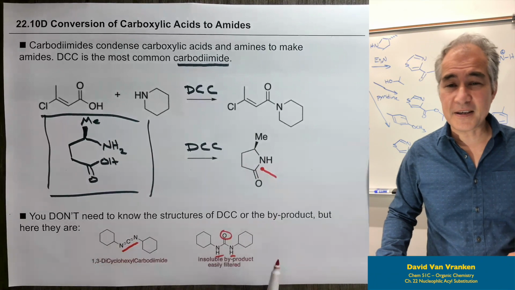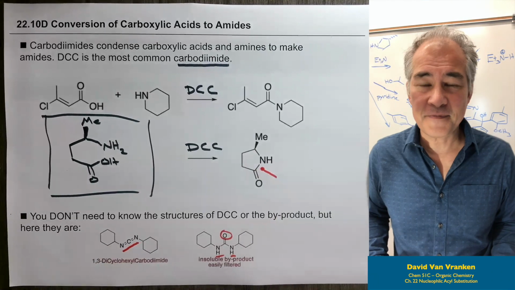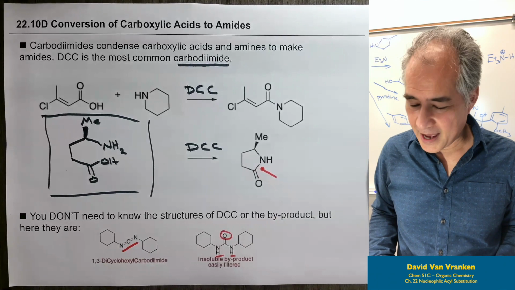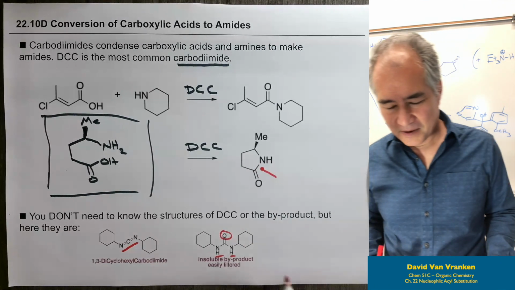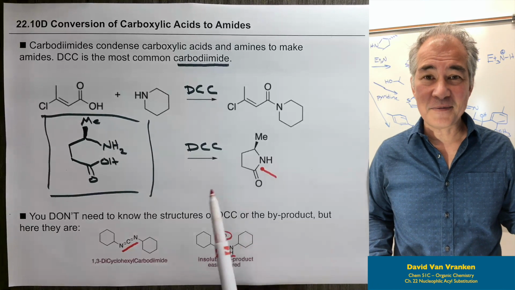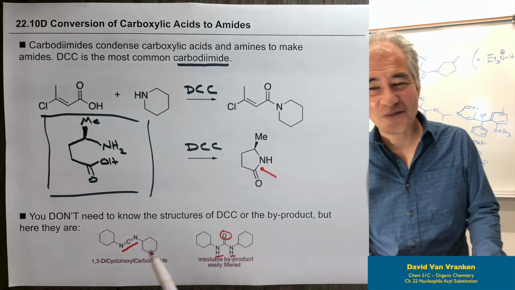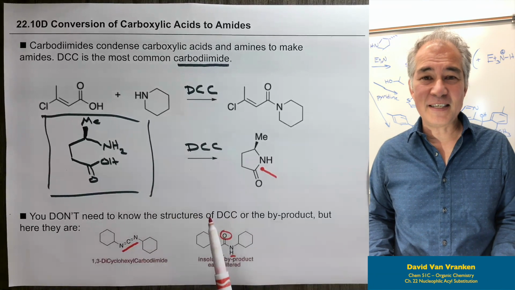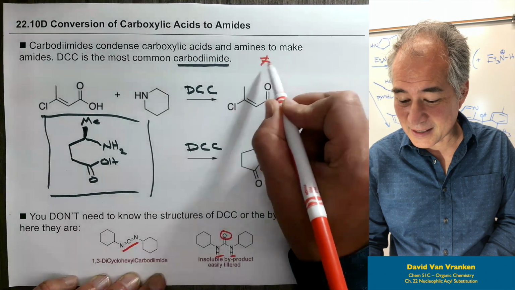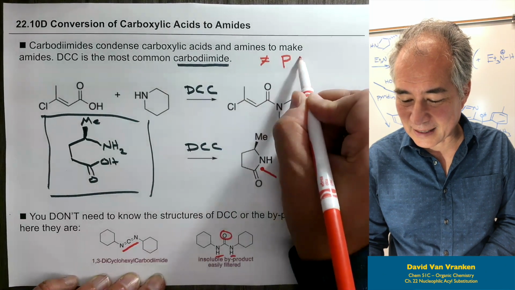You don't need to know the mechanism. The book doesn't tell you the mechanism. It's a long mechanism, and I don't think you need to know that. It's a great mechanism, very interesting, but we're not going to cover that. So if we're not covering the mechanism or the structure of the carbodiimide, then all you need to know is DCC. The only thing is to remember that DCC is not equal to PCC.